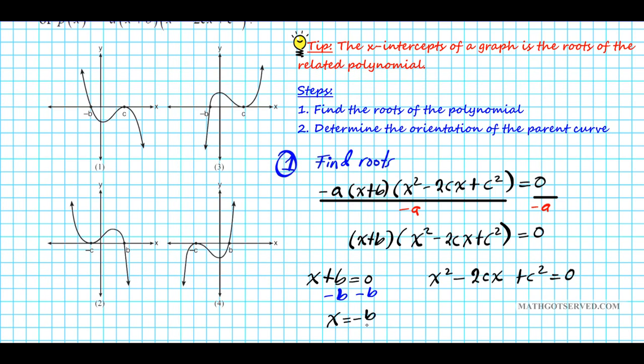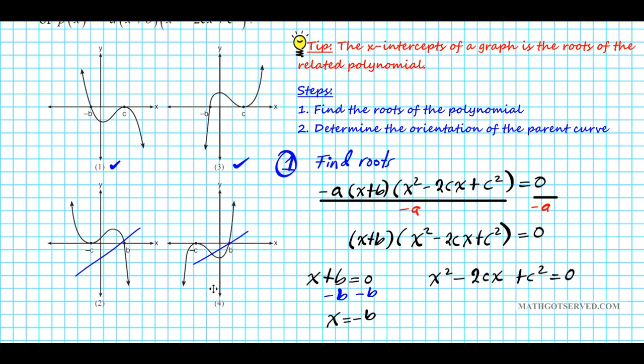So what does this tell us? It tells us that this graph has to intercept the x-axis at negative b. So where does that happen? It happens in option 1 and option 3. You see the graph cuts the x-axis at negative b here and here, doesn't happen here. So we'll eliminate option 2 and option 4.